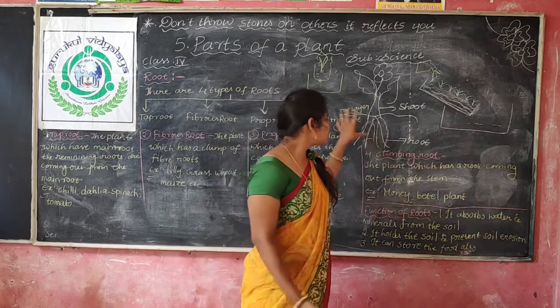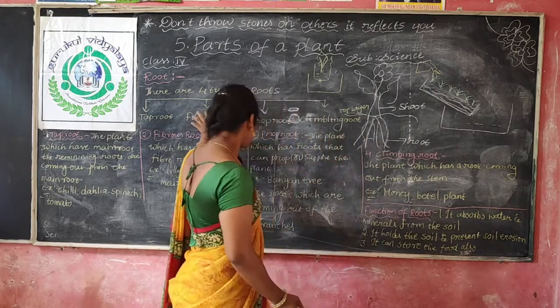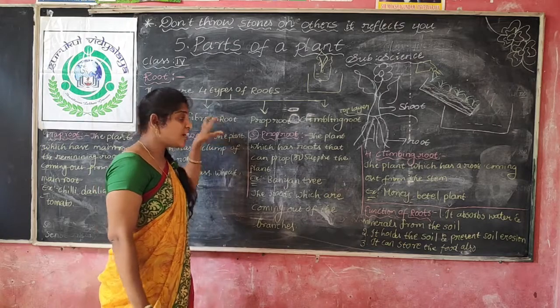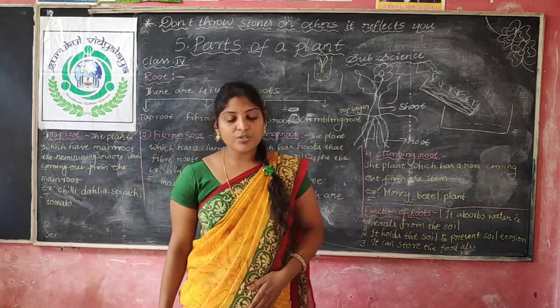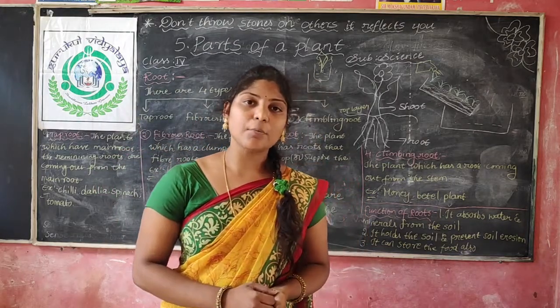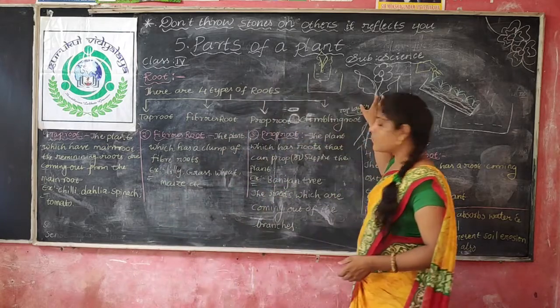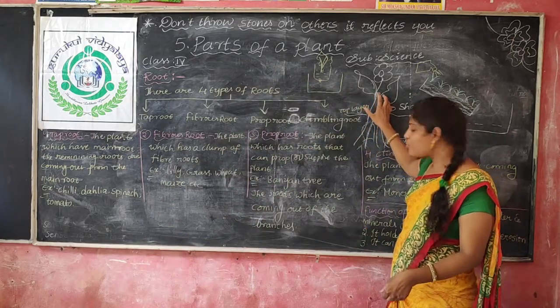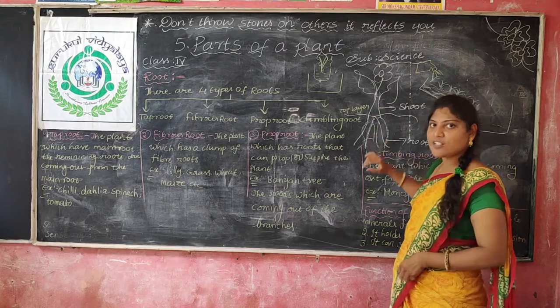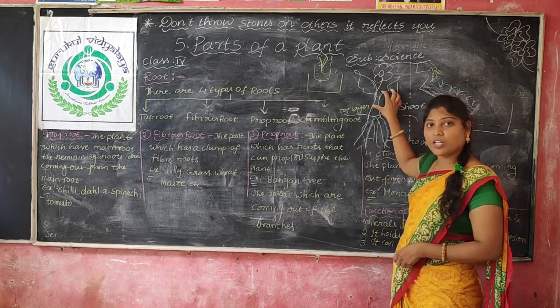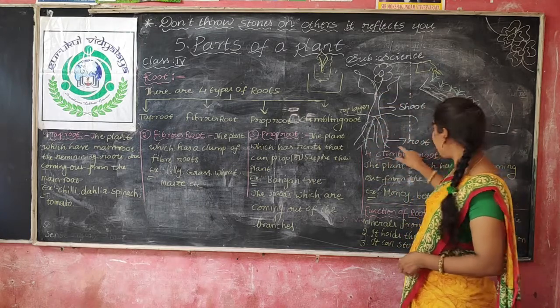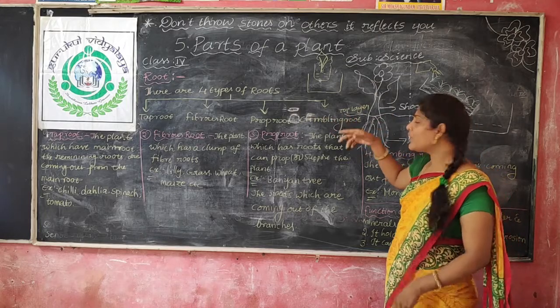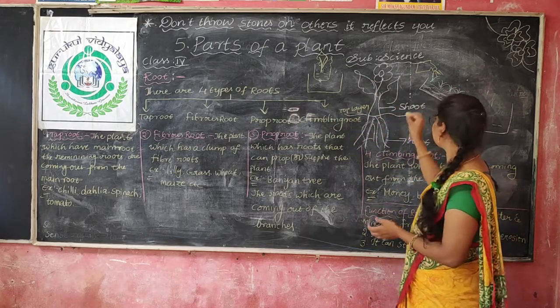Understood, ma'am? So these are the different types of roots and the functions of the roots. In the next lesson we will discuss the shoot. There are two main parts I told you: one is root and another is shoot. Today we discussed the root, and in the next class we will discuss the shoot.